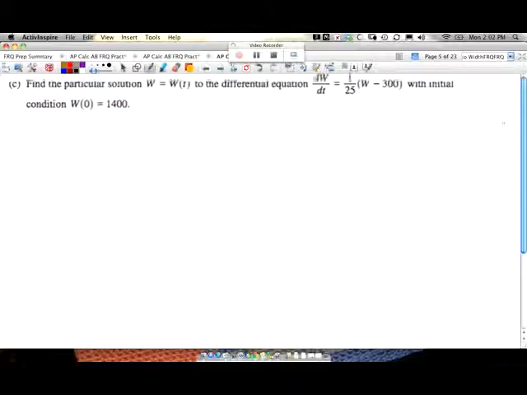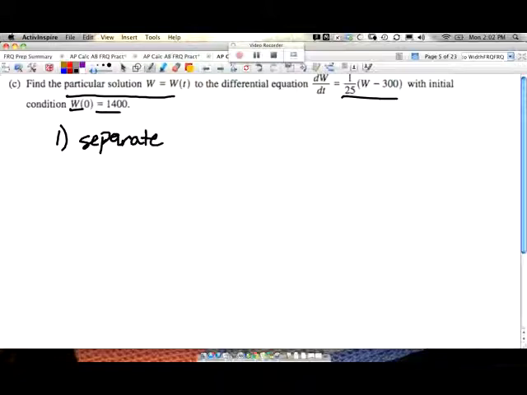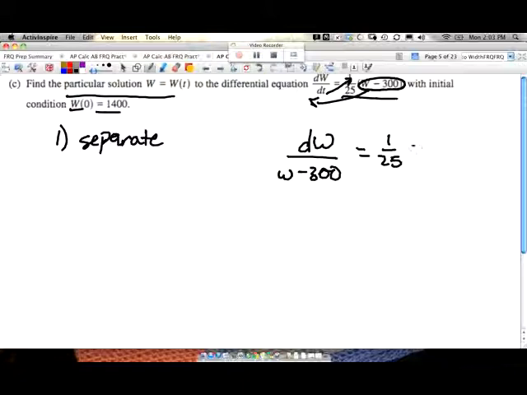Find the particular solution w equals w(t) to the differential equation with initial condition w(0) equals 1400. Hey, figure that out. Look, they gave it to us right there. All right, so first things first. One, separate. What do we have to separate? W's and t's. So I have to move this term, w minus 300, down to the bottom, and this dt up to the top. That's going to give me dw over (w minus 300) equals 1/25 times dt.